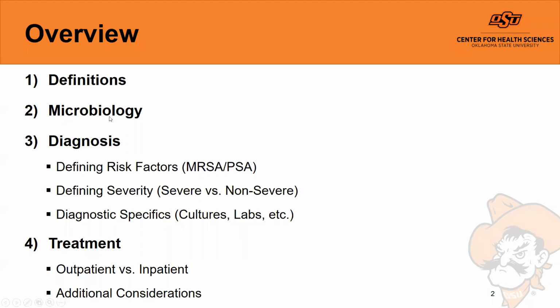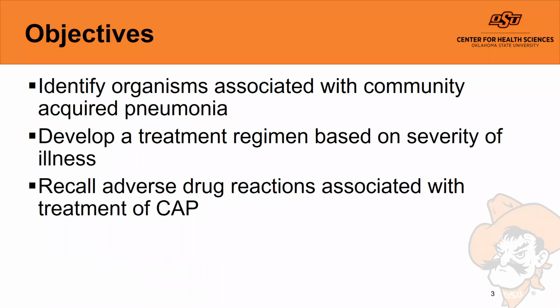For the overview, I'll first talk about some definitions, a little bit of microbiology background, diagnosis, and then treatment. The objectives for this presentation are: 1, to identify organisms associated with community-acquired pneumonia, or CAP; 2, develop a treatment regimen based on the severity of illness; and number 3, recall adverse drug reactions associated with the treatment of CAP.